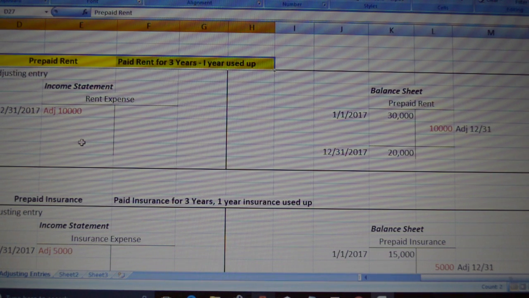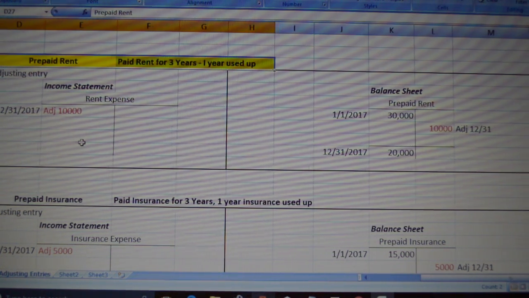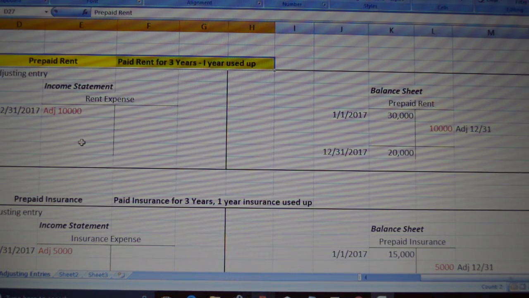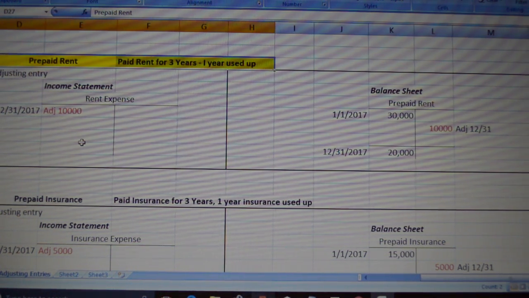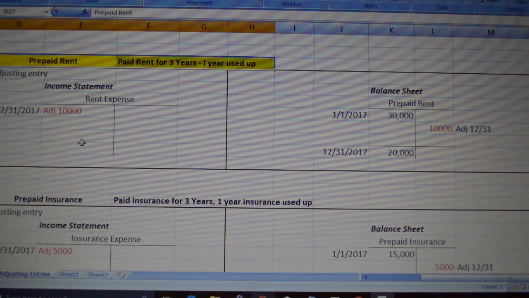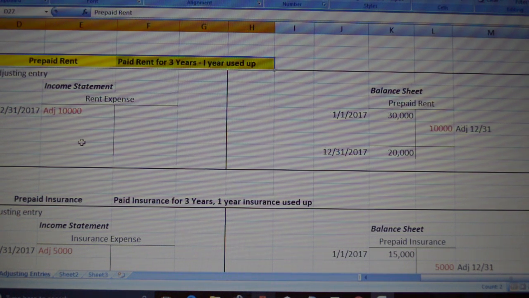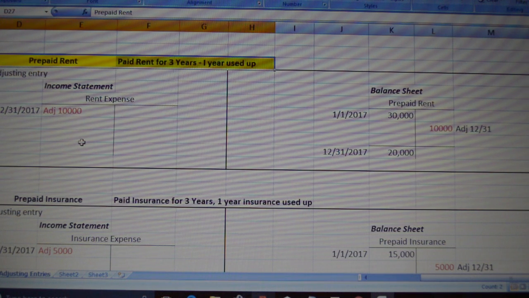Let's look at the second example for prepaid rent. Now let's say we as a company paid the rent for 3 years for a building that we are using. And so on January 1, we recorded $30,000 as our prepaid rent. So it was for 3 years, which means every year the rent is $10,000. Now it is December 31, 2017, and we have used $10,000 worth of rent for 1 year.